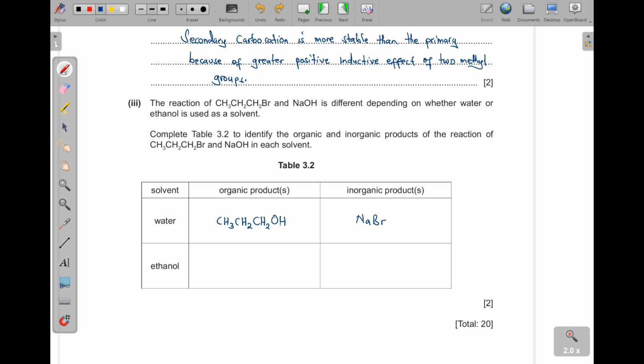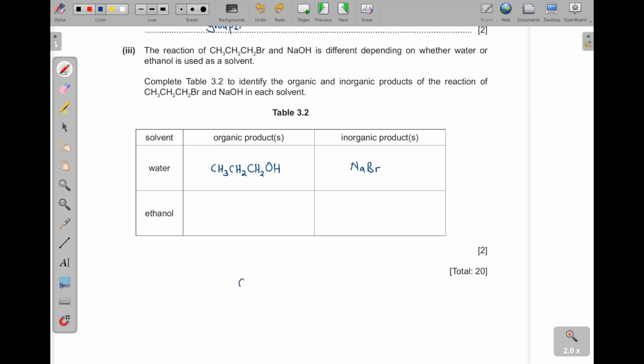And then when we put ethanol as a solvent, what happens is that you have CH3, CH2, CH2Br. So this one is going to lose the Br, then this one will lose one hydrogen, and we create a double bond here. That will give us what we call propene. So we shall have CH3, CH, double bond, CH2. And from here, we have removed HBr from there.